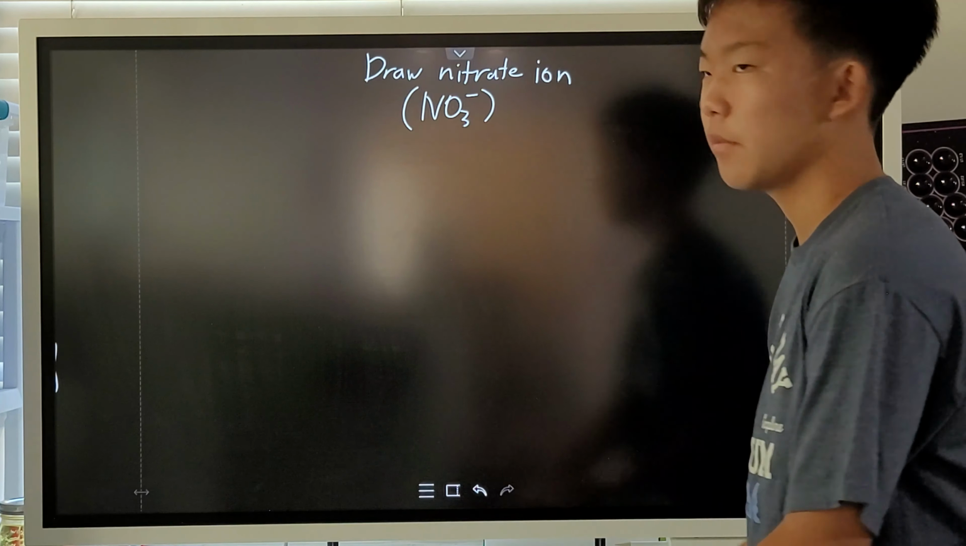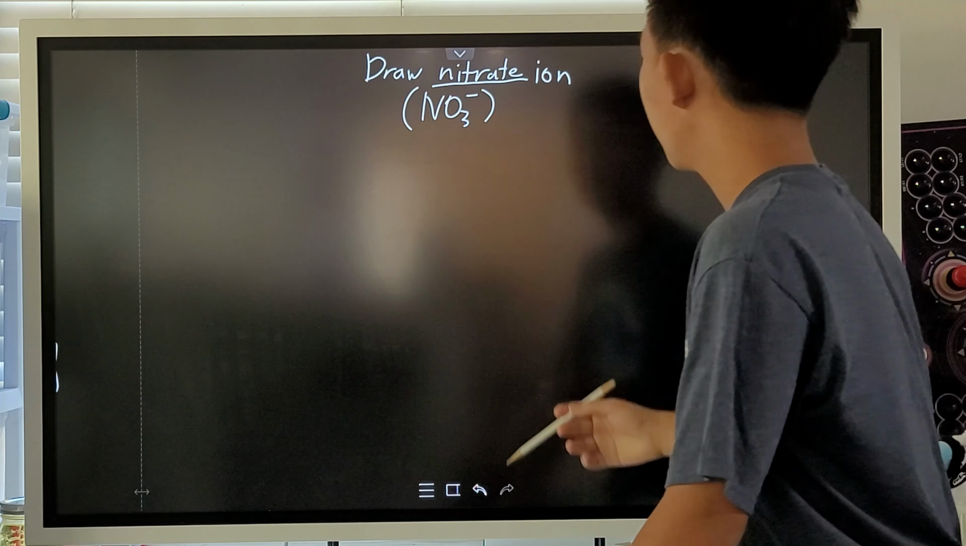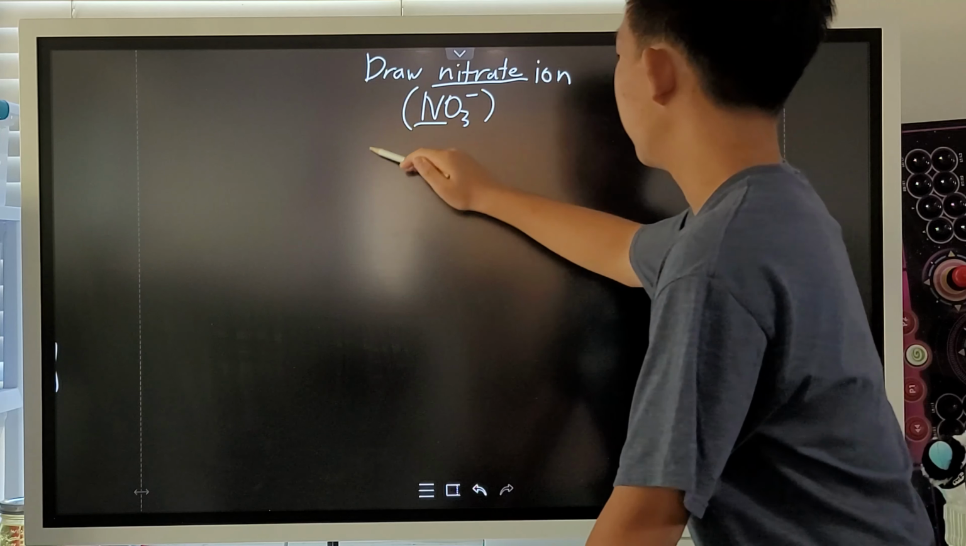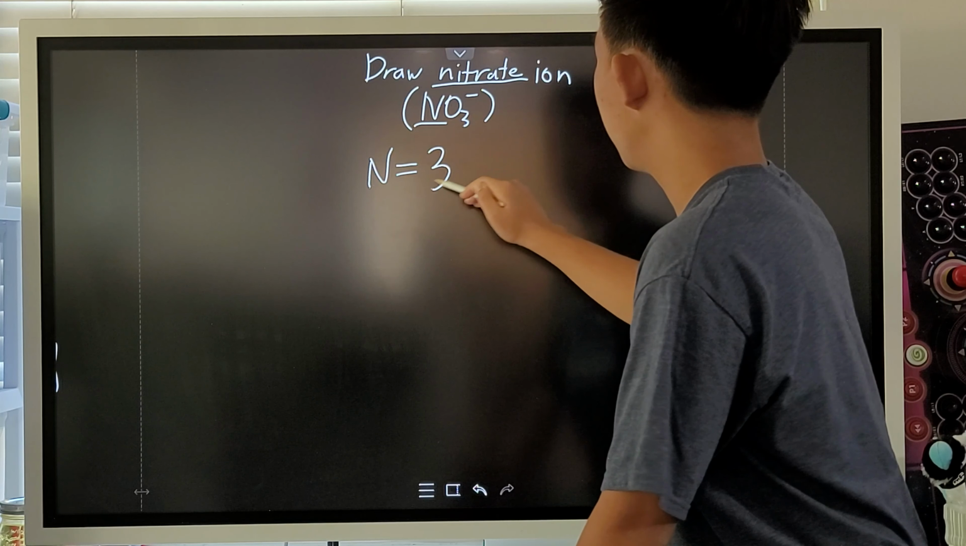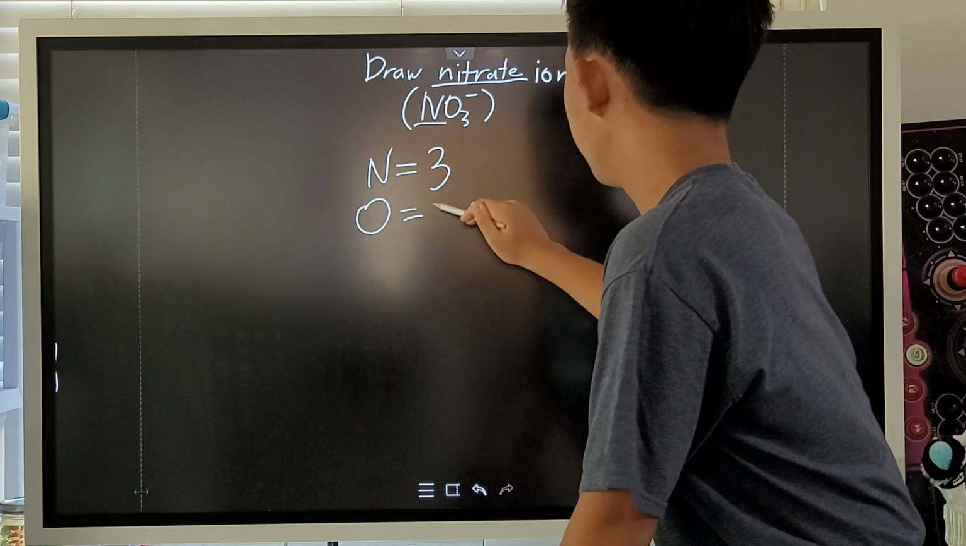Now let's get into some anions. For instance, nitrate ion. Well, since nitrogen is less electronegative, right? Nitrogen is about 3, and oxygen is about 3.5.